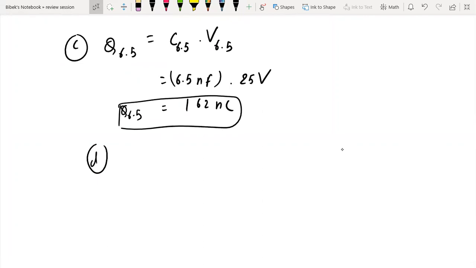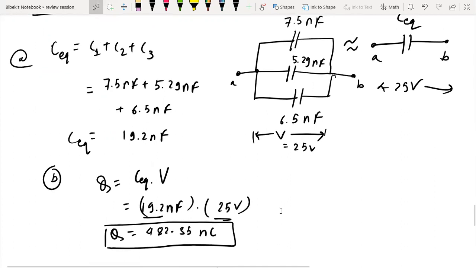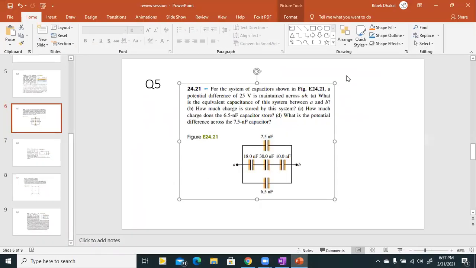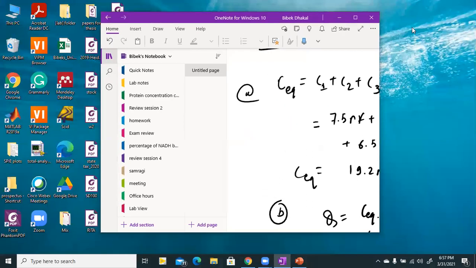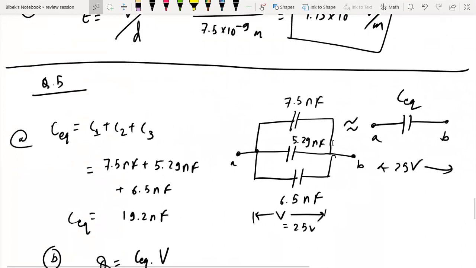Okay, so the last problem is, I think, what is the voltage drop across the 7.5 nanofarad capacitor? Let me double check that. Okay, yeah. So you don't have to solve anything because, like I told you, it's in parallel. So the potential drop will just be the same.